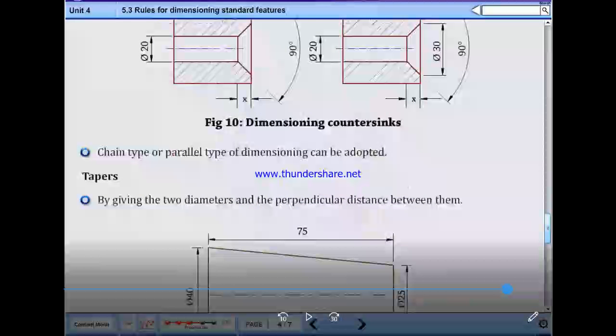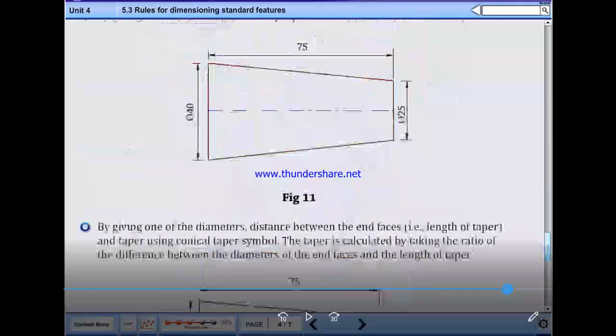Chain type or parallel type dimensioning can be adopted. Here, tapers are dimensioned by giving two diameters and the perpendicular distance between them, as noted. Or by giving one of the diameters, the distance between the end faces, that is the length of taper, and the taper using the conical taper symbol. The taper is calculated by taking the ratio of the difference between the diameters of the end faces and the length of taper.